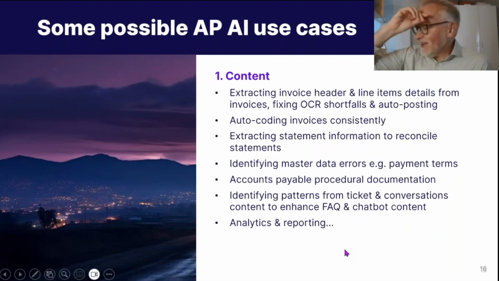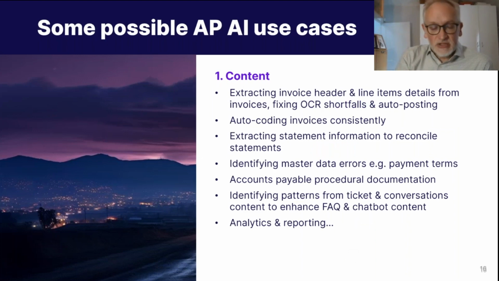So just again, I'm then going to start to zoom in a little bit more. So, some possible accounts payable AI use cases. Firstly, looking at content. If you are extracting invoice line items, so actually extracting the complete process of extracting information, the OCR piece is relatively easy, but then turning what you receive from OCR into meaningful information, fixing the OCR shortfalls, and then matching it to line items on headers and line items on purchase orders is kind of the holy grail.